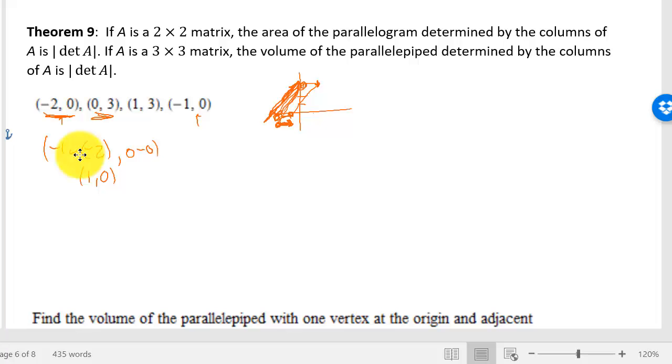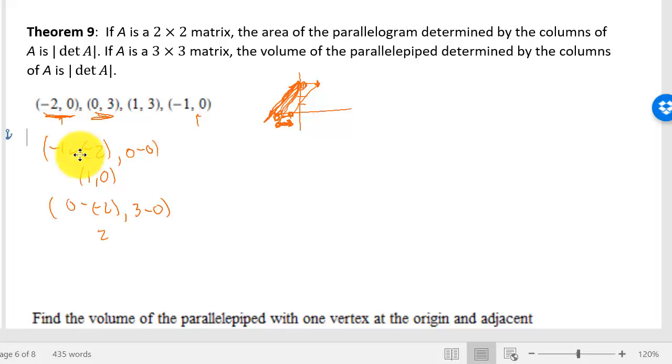The other vector connects this point and this point, 0, 3. So if we find that vector, this is the head minus the tail. So we get 0 minus negative 2 and 3 minus 0.